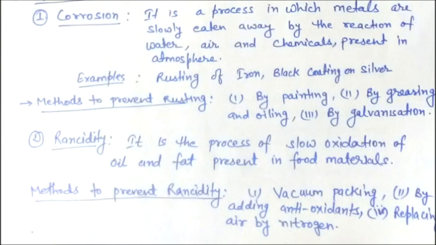There is one more method which is very common: refrigeration of the foodstuff. It is very common at home. If you keep your foodstuff in the refrigerator, it lowers the temperature and oxidation is slowed down. So you can save your food from becoming bad in taste and bad in smell.